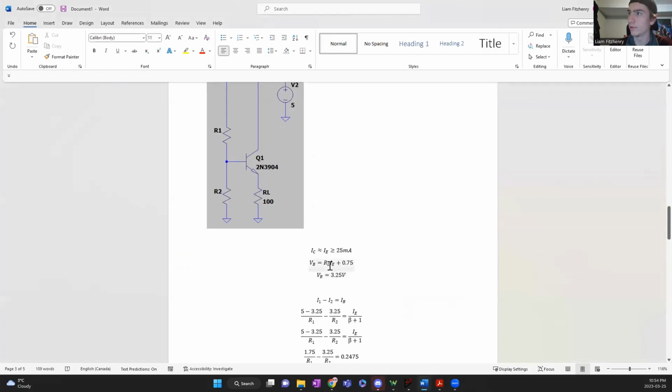And solving that, subbing in 0.1 here, subbing 25 here, you get that VB is about 3.25 volts in the DC case.